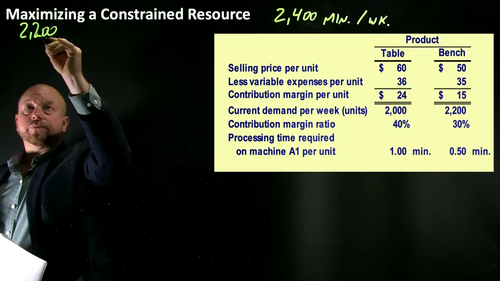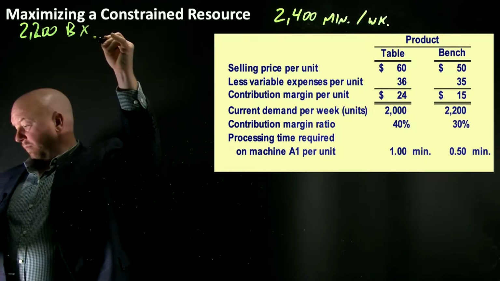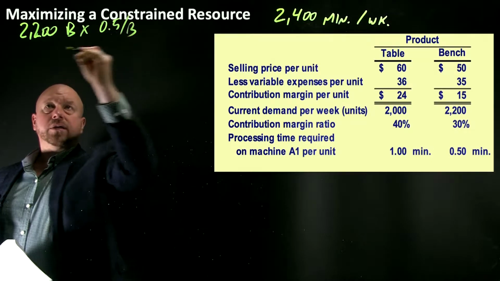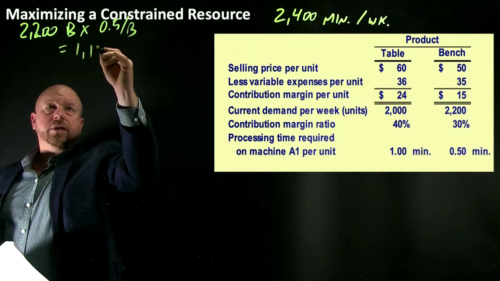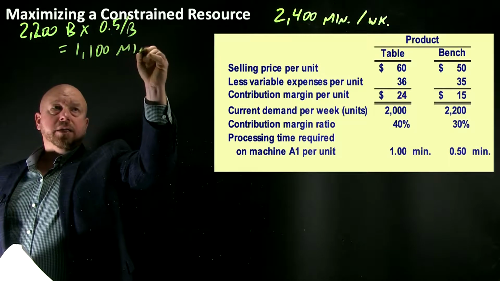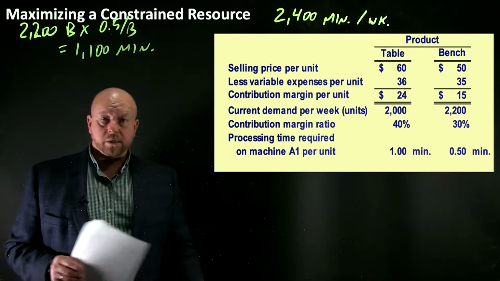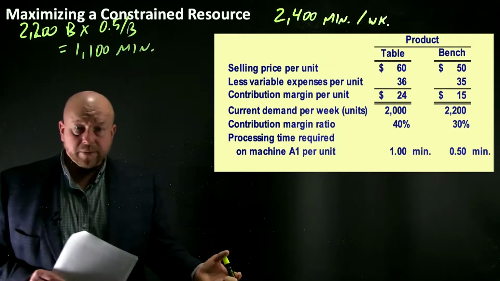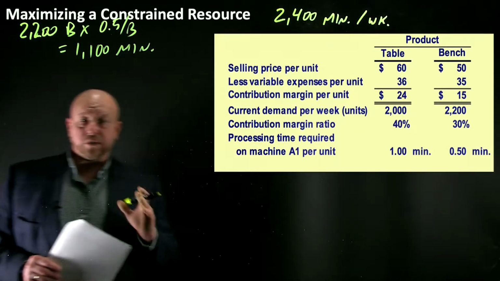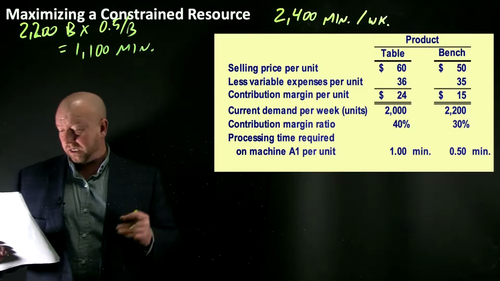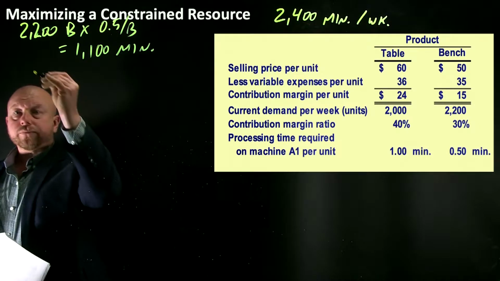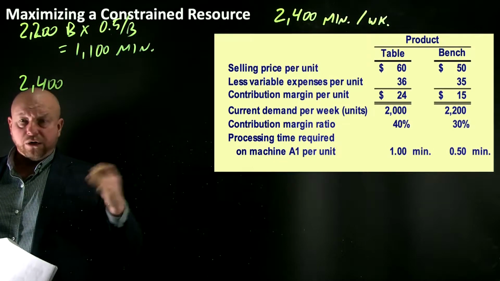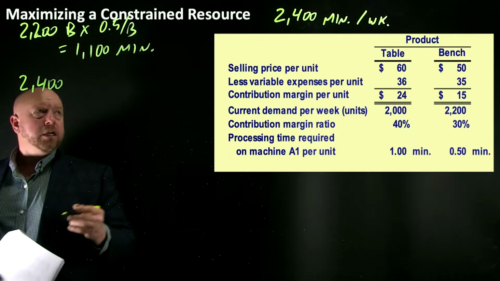So let's make as many benches as we think we need to make. In this case, we're going to let customer demand be the upper limit. If customers demand 2,200 benches, we're going to need 1,100 minutes to get that done. 2,200 benches times a half minute per bench, so we need 1,100 minutes of machine time to make the benches that our customers have demanded. That's the most profitable use of this constrained resource. And what we have left over is going to go to the production of tables.